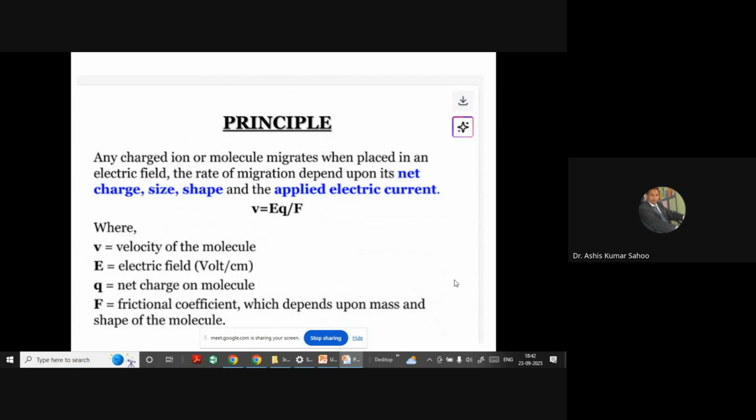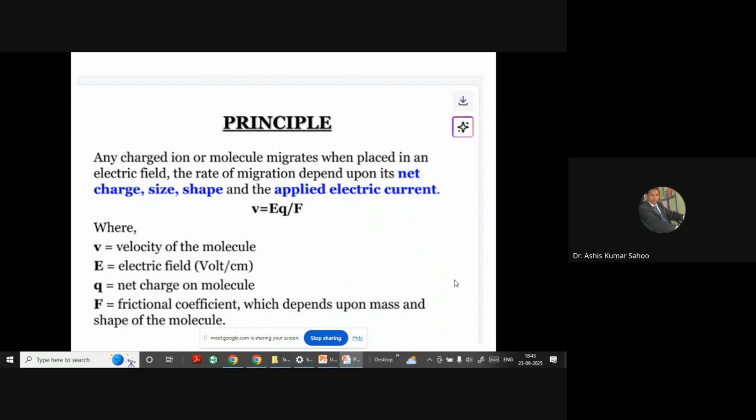So what are the principles of electrophoresis? Any charged ion or molecule migrates when placed in an electric field. The rate of migration depends upon the net charge, size, shape, and applied energy. That can be explained in an equation.